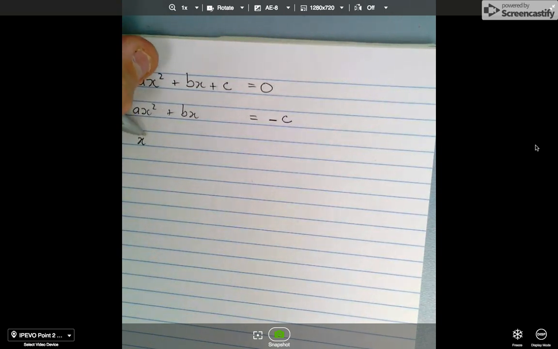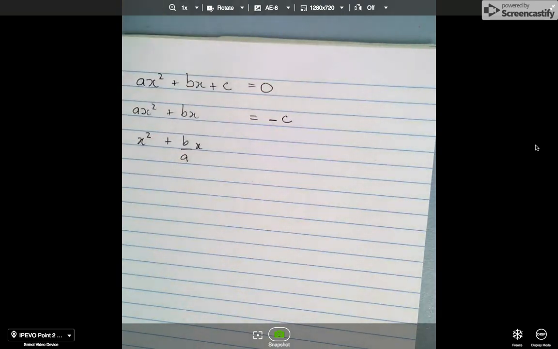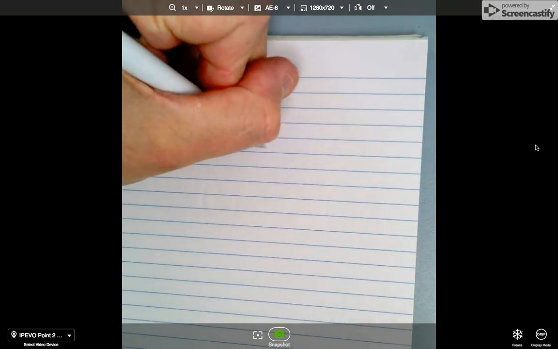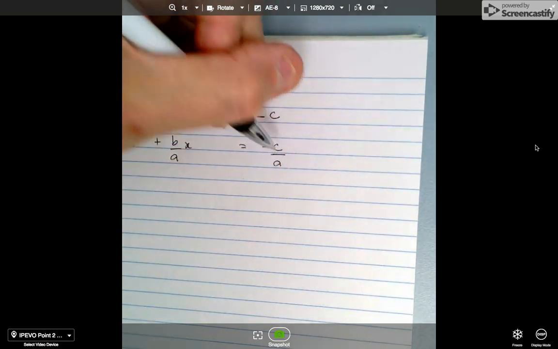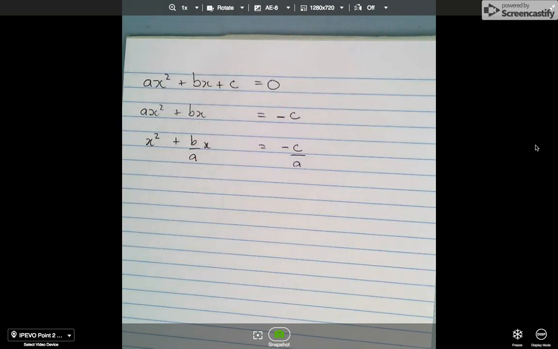Now we're going to divide everything by a, so we get x squared plus b over a x equals minus c over a. And now we're going to complete the square. So how did we complete the square before?